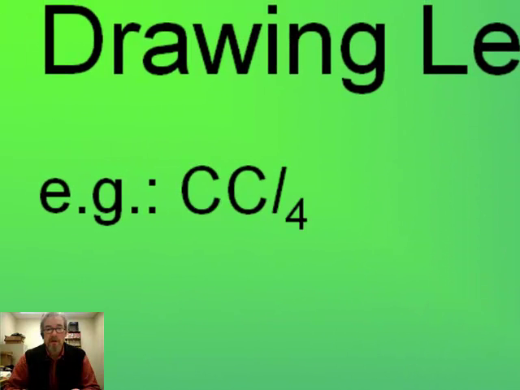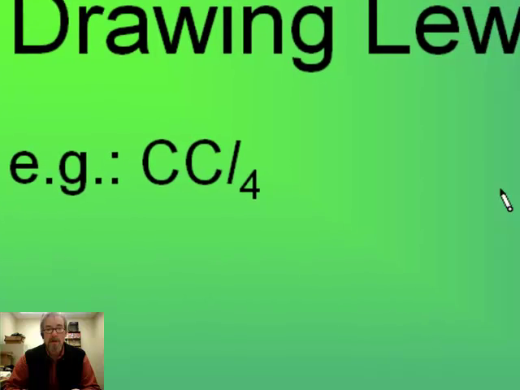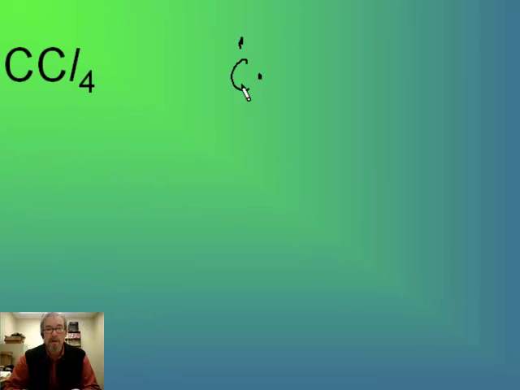This is called carbon tetrachloride, CCl4. Let's draw a Lewis structure for this. Carbon's column 4, that has 4 dots. Chlorine is column 7, that means 7 dots. Now, I could draw 4 chlorines, but they're all going to look the same, so I'm going to take a little shortcut here, and I'm going to say 4 times however many dots I have there.